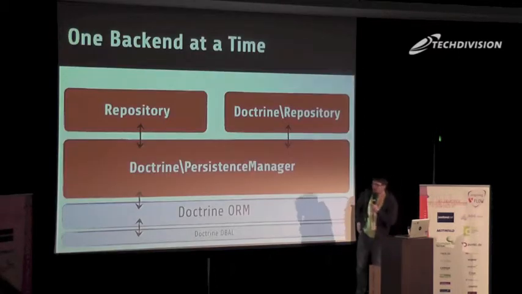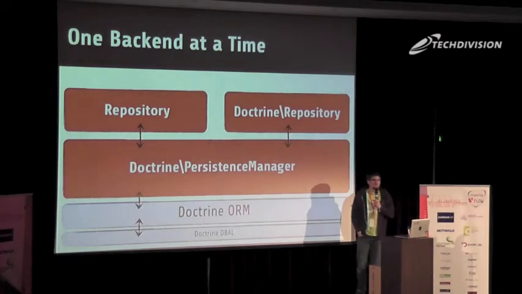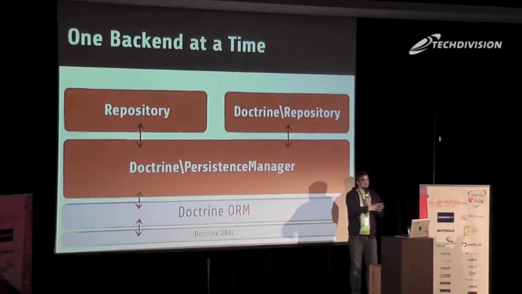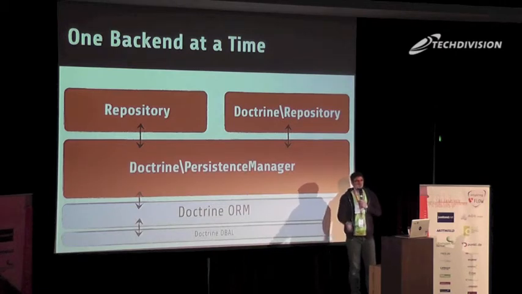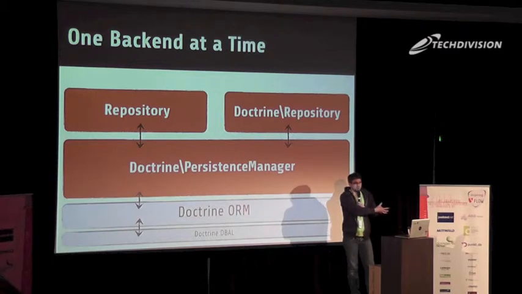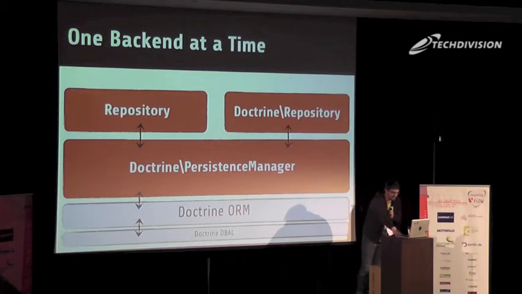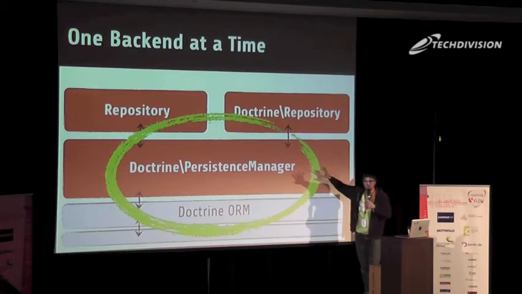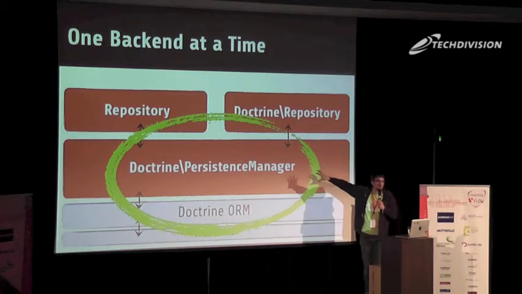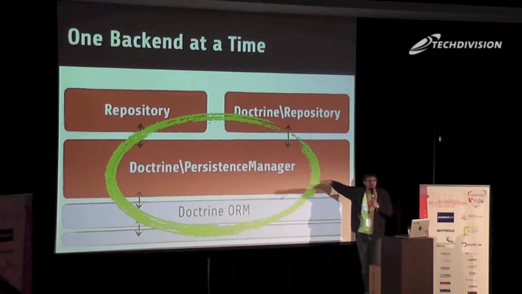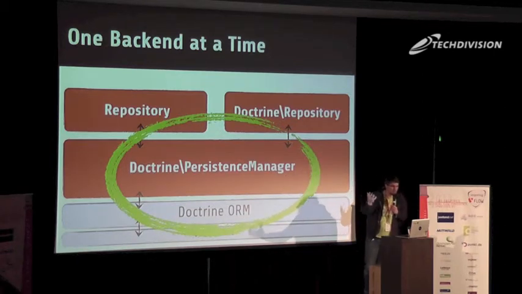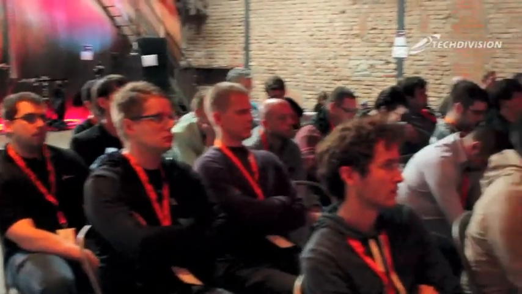And also, this one backend at a time rule still applies. Because obviously, if you switch out the persistence manager from the ORM one to a CouchDB based one, you gain Couch but you lose ORM. So there's no parallel use of Couch and MySQL in such a setup. Because, as I said, this persistence manager usually is tied to Doctrine, or in that case to Couch. It's just, you know, one backend supported.